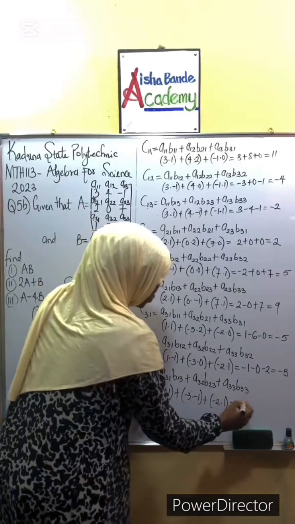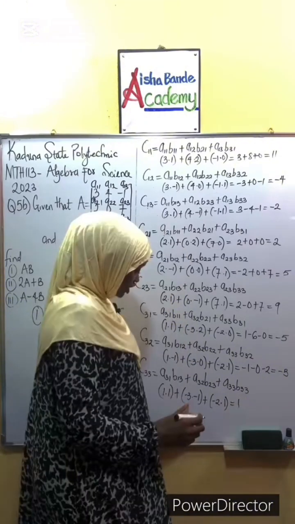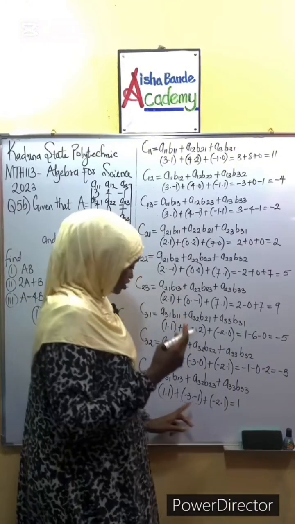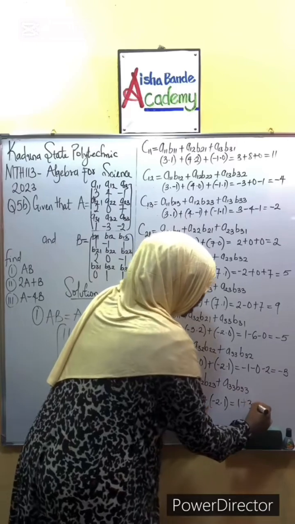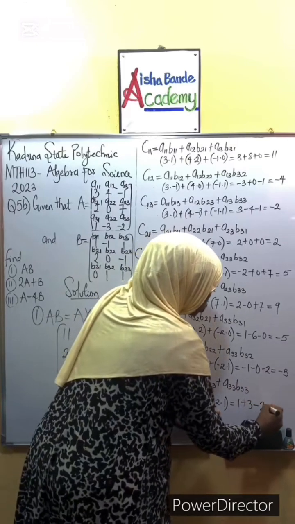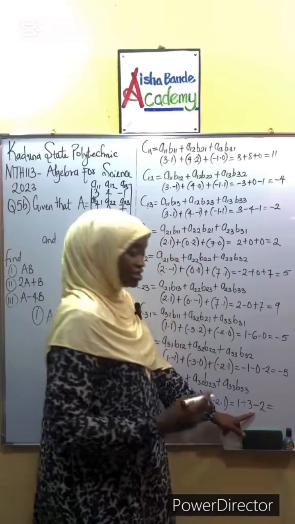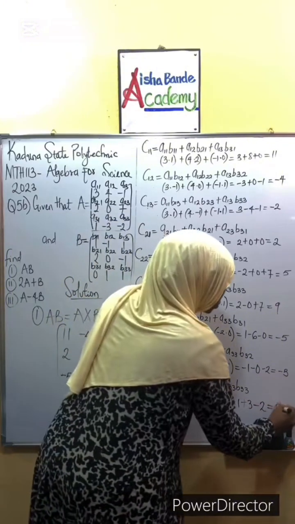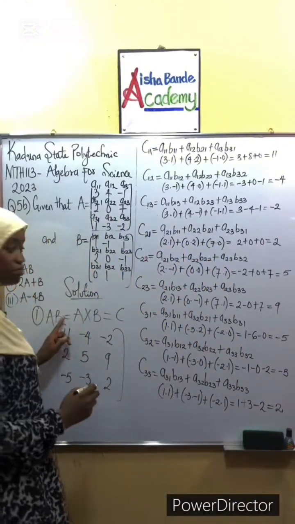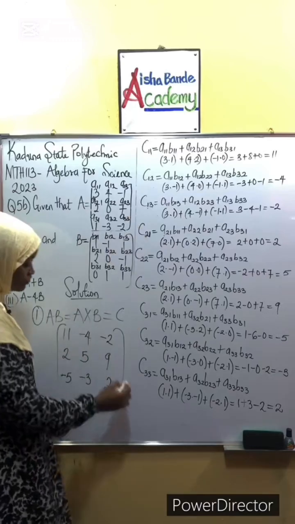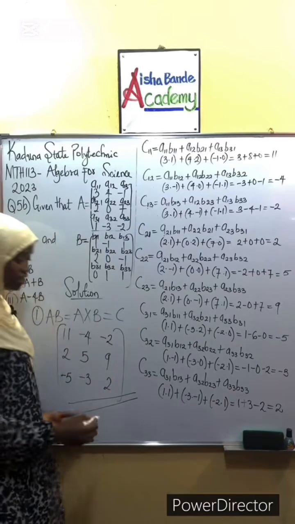So this equals 1 times 1, which is 1. Minus 3 times minus 1 is 3, so plus times plus, it's going to be plus 3. Then minus 2 times 1 is going to be minus 2. So this equals 1 plus 3, that's 4. 4 minus 2 gives us 2. So our answer for C33 is 2. What this means is that A multiplied by B from this matrix gives us this as our final answer.